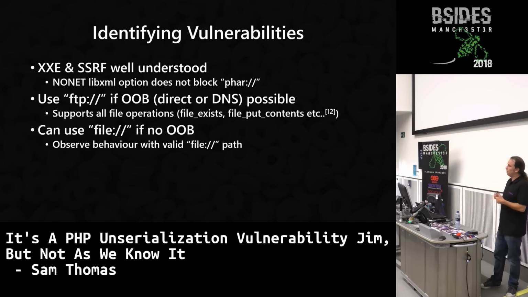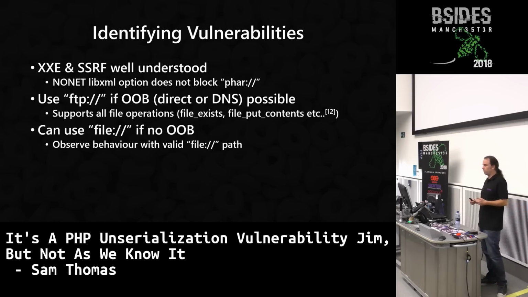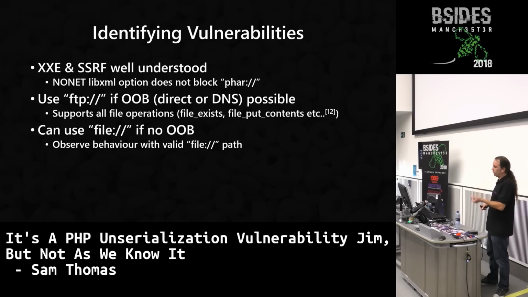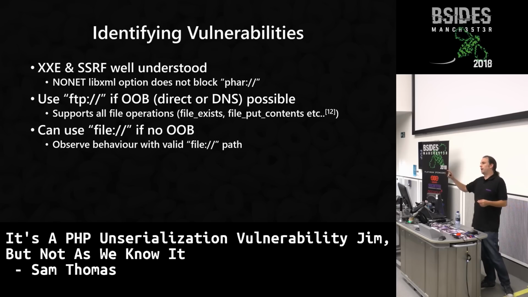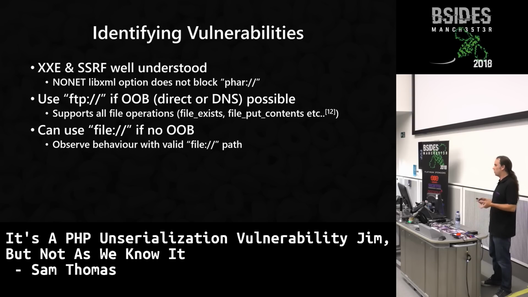If we're looking to detect the fact that we can use stream wrappers in a black box way, it's much more preferable to use the FTP wrapper than the HTTP wrapper because it supports a lot more operations, and I'll demonstrate that shortly. If we've got no way to connect out of band with ourselves, we can try using the file stream wrapper and observing the behavior of the application. So essentially, if it behaves a certain way with a valid path and we can put file:/ in front of it, then that probably means that stream wrappers are working.